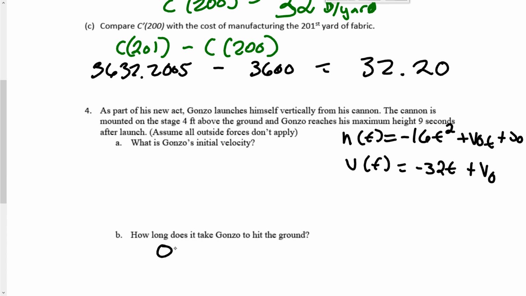So that'd be our height equation set equal to 0. And so we're going to use this height equation. And I don't know my initial velocity yet, but I'll come back and plug it in. But I know it says right here my initial height is 4. So I'm going to add 4 to this.